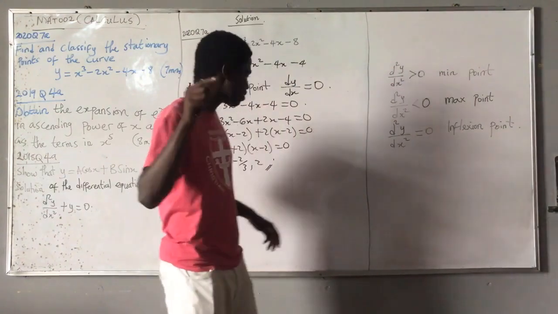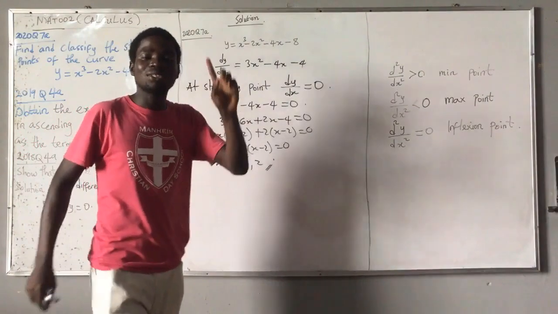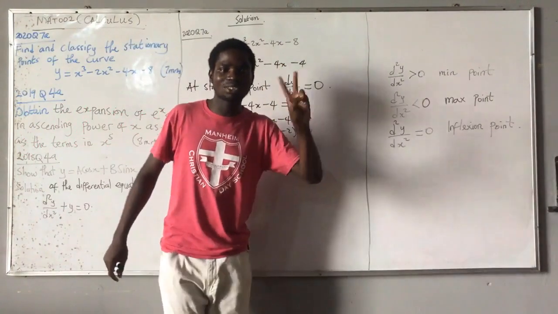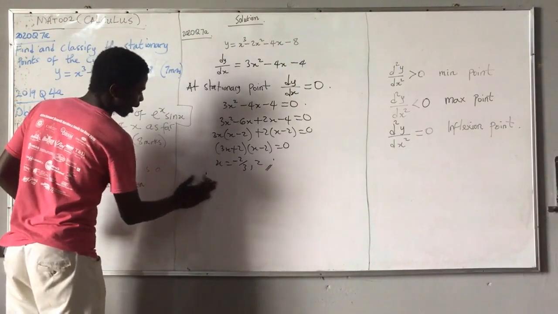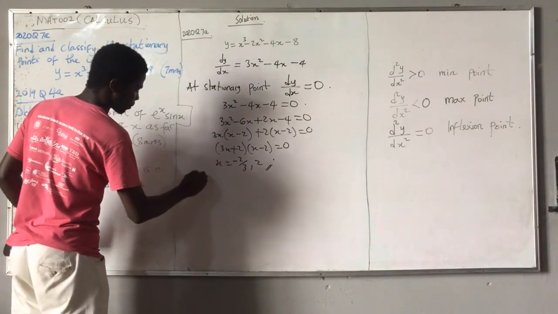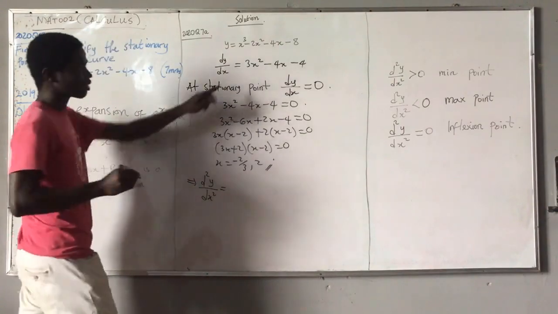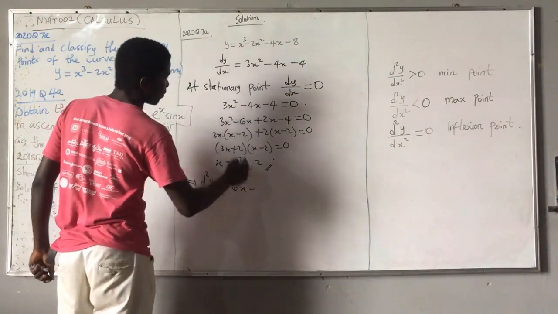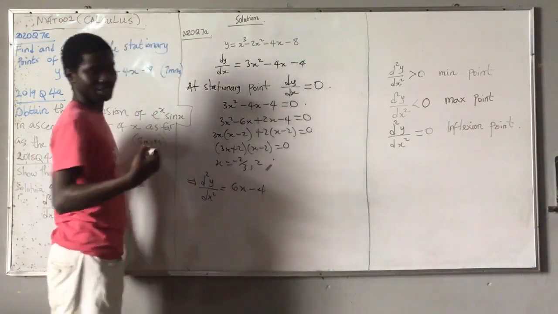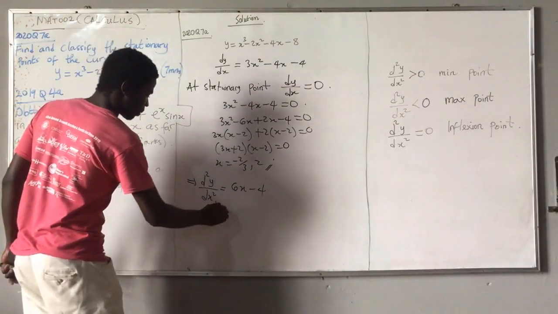So now let me show you what we are going to do. This is dy/dx. The d²y over dx² means differentiate the second time. So now differentiate dy/dx, the d²y over dx². Differentiate this one the second time. This one will be 6x minus 4, right?